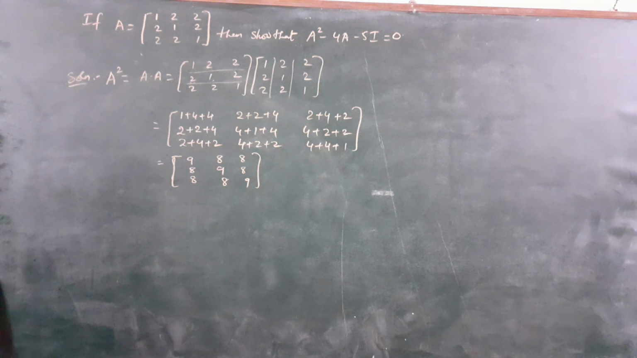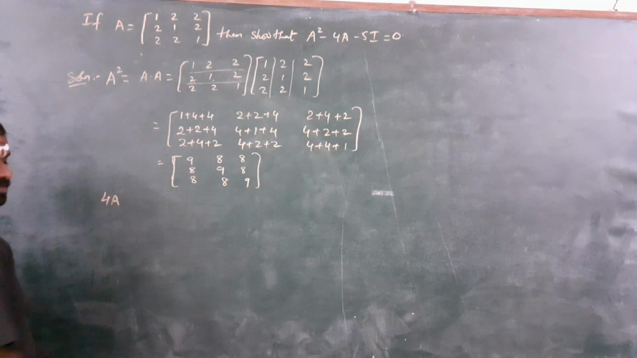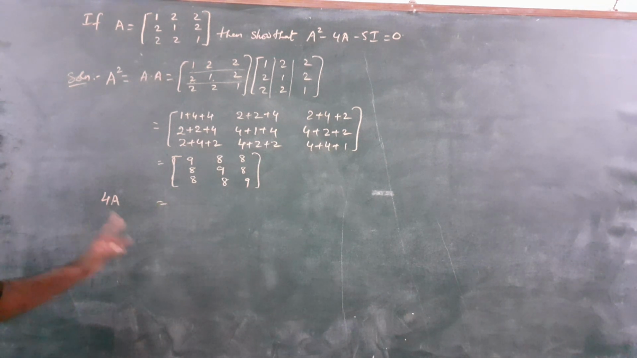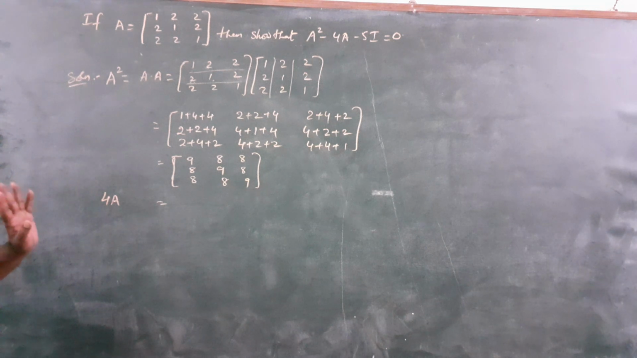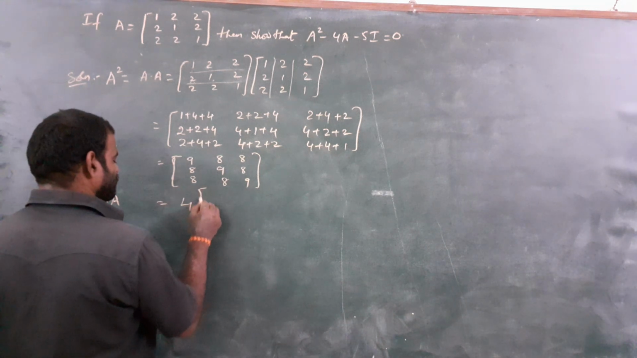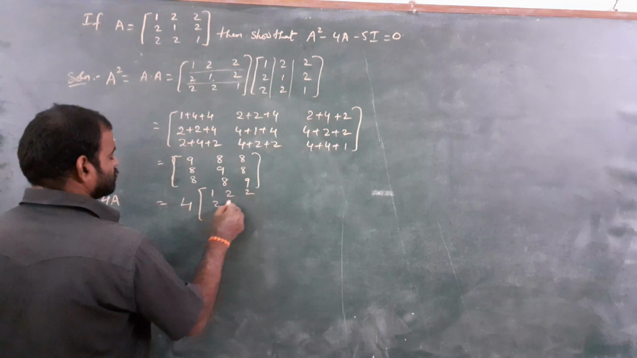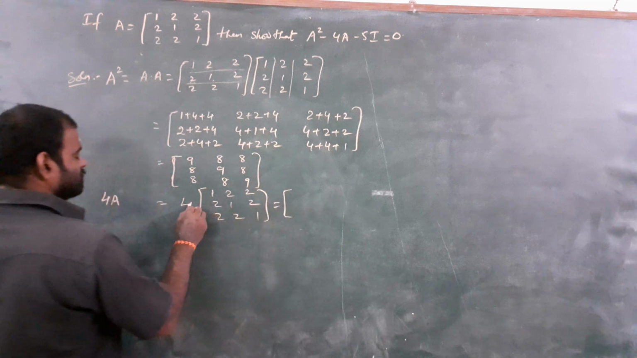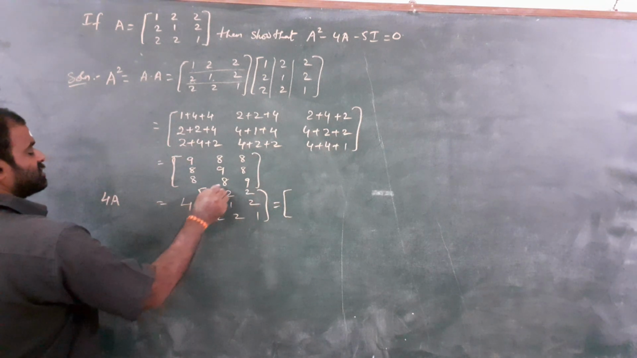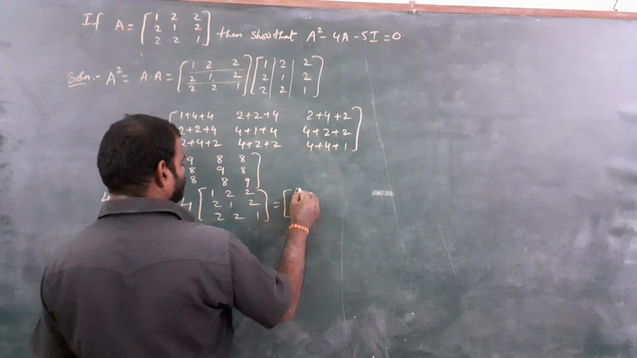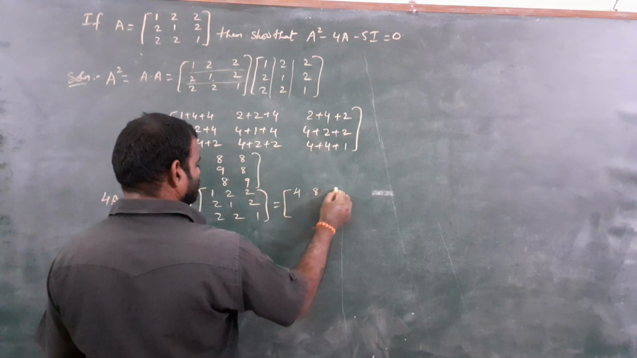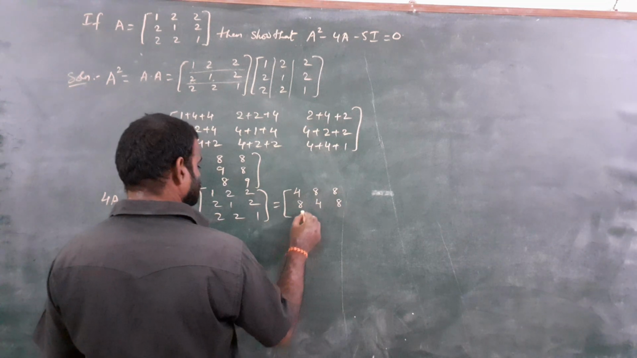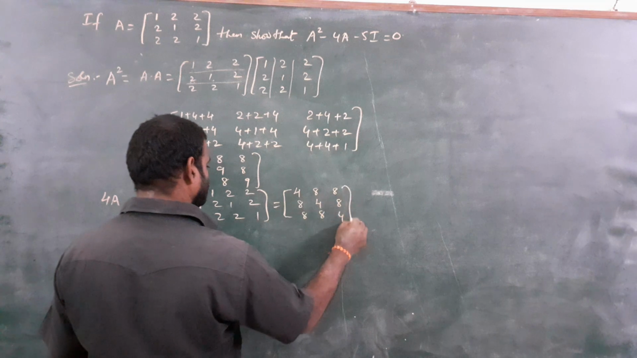Now we are going to find 4A. That means the scalar multiple of A, where the scalar is 4. So 4 into A, what is A? 1 2 2, 2 1 2, 2 2 1. You have to multiply each and every element in this matrix with 4. Then it becomes 4 8 8, 8 4 8, 8 8 4.